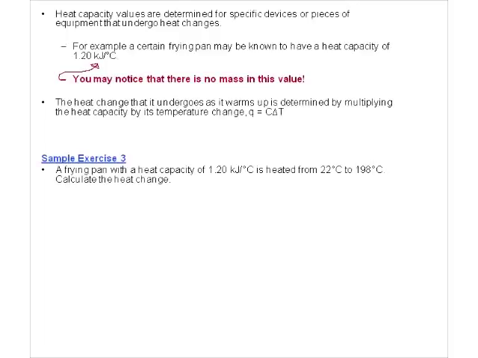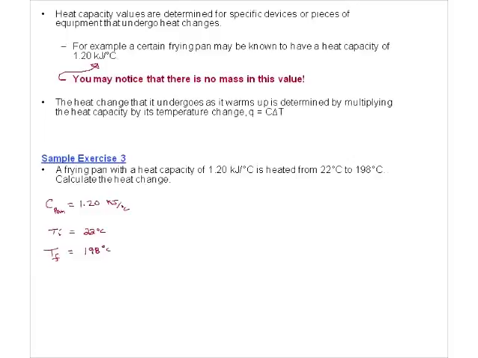So let's have a look at this. The frying pan with heat capacity of 1.2 kilojoules per degree Celsius is heated from 22 to 198. Calculate the heat change. Okay, we write down what we're given and what we need to find. So in this case, we're given the heat capacity, capital C, of the pan. You notice here I'm specifying what the heat capacity is. It's 1.2 kilojoules per degree Celsius. Ti and Tf are given. No mass is given.